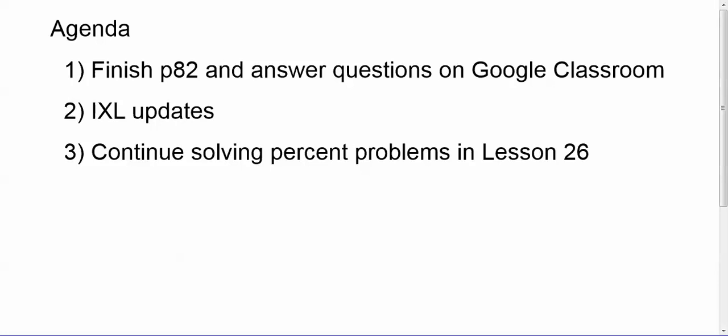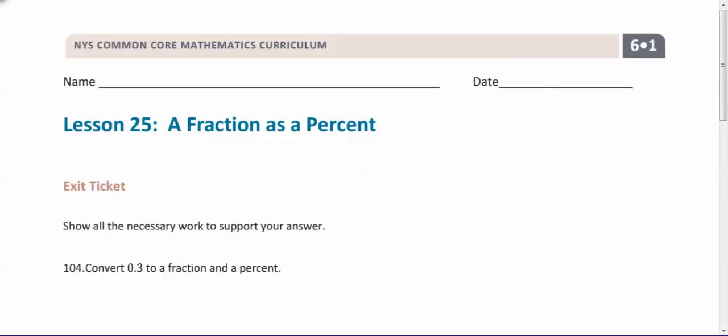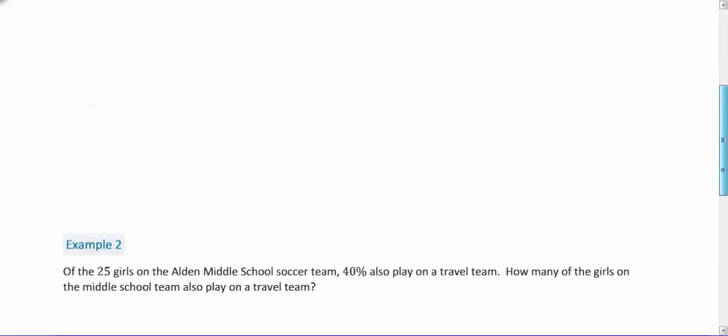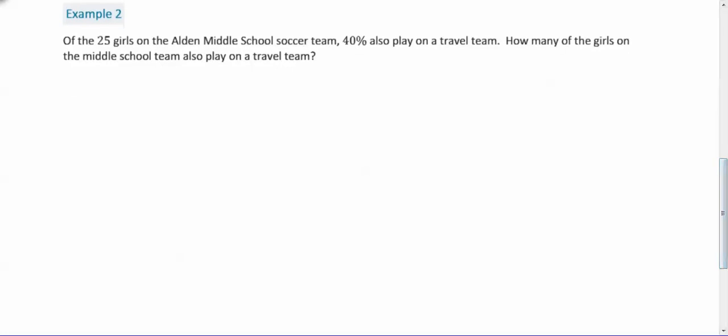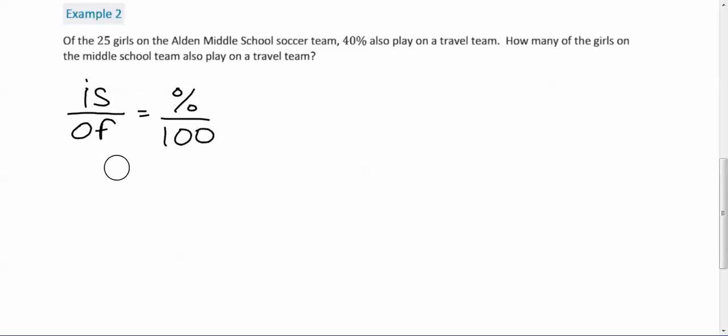Continue solving percent problems in lesson 26 is what we're going to do today. So this class is in need of doing the bottom of 85. So example 2. So we're going to start there. Okay, yesterday we talked about this little formula, is over of equals percent out of 100. We already knew part over whole equals percent out of 100, and is over of equals percent out of 100 are the written or verbal clues you may hear or see that tell us what is the partial amount and what is the total amount in this setup.